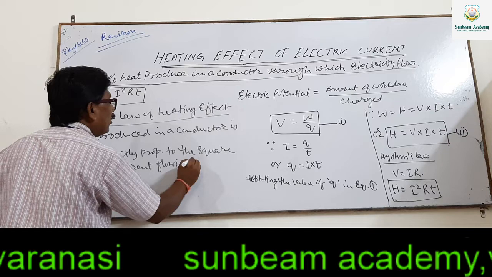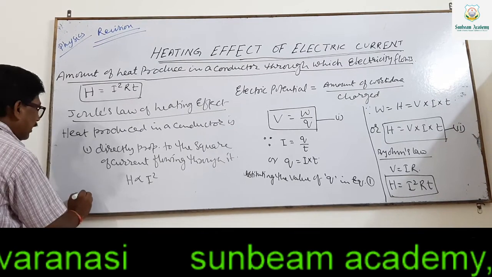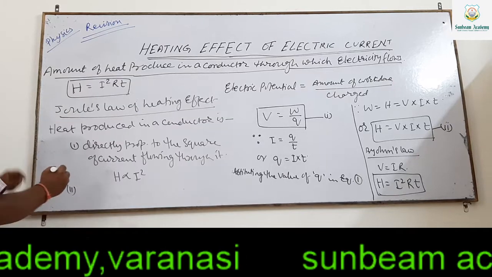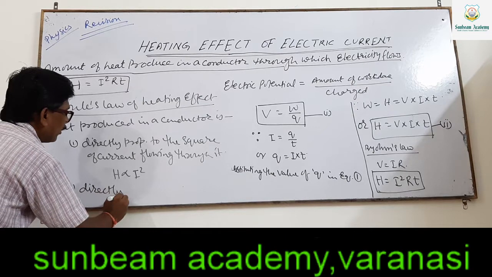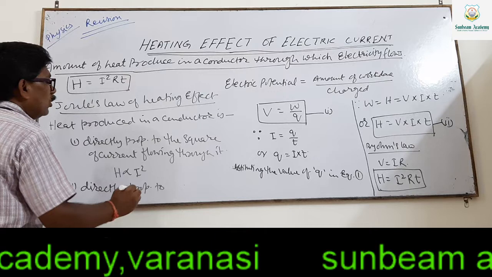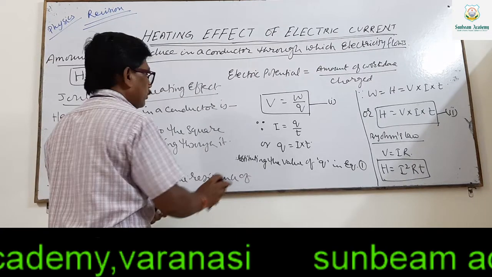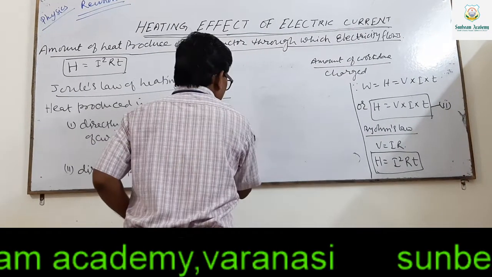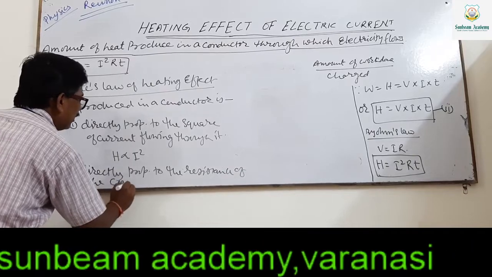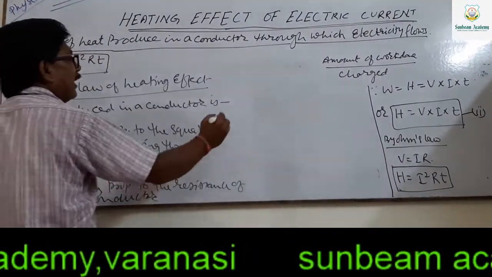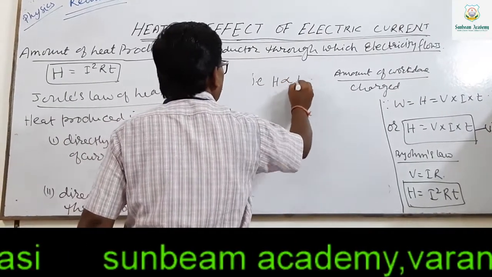That is, H is proportional to I square. Second, heat produced in a conductor is directly proportional to the resistance of the conductor, that is, H is proportional to R.